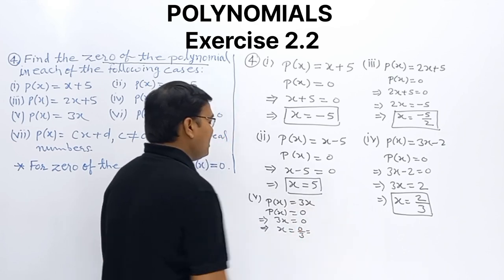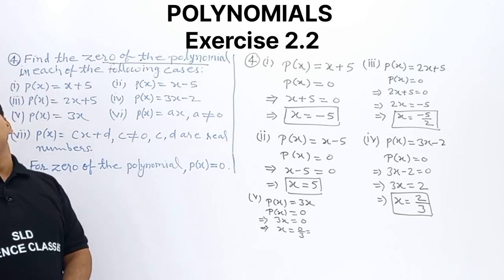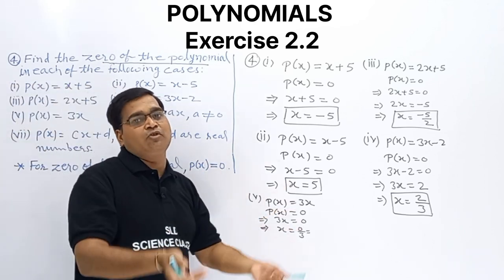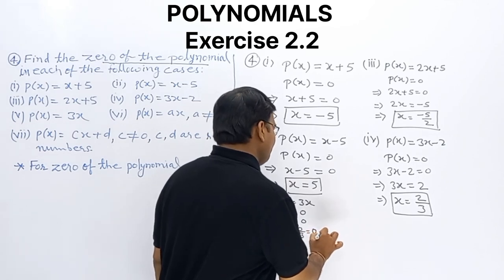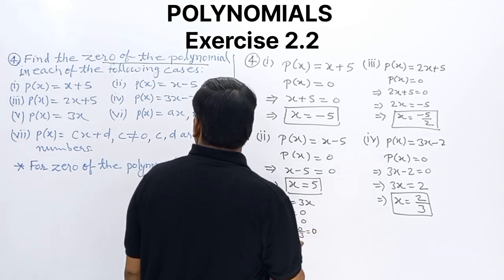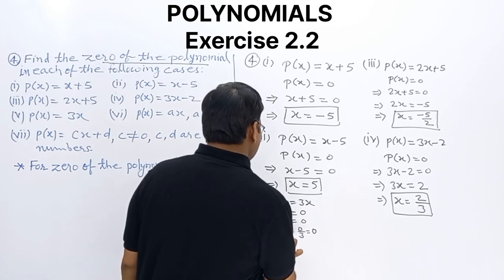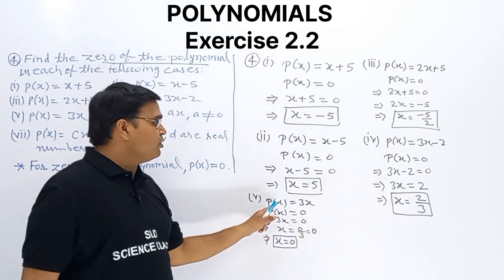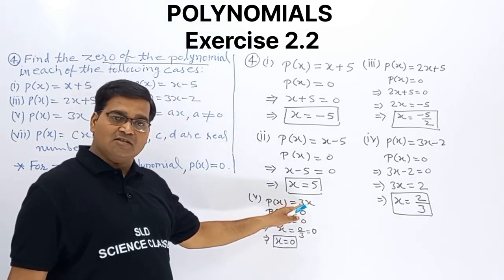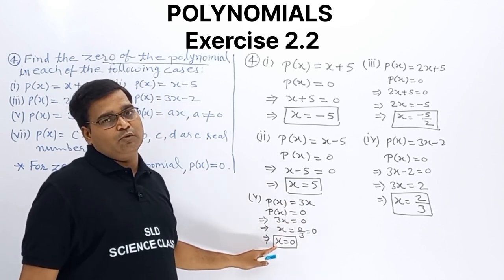Now here we are having numerator value 0, denominator is other than 0. Then result will be 0. So what we can say? Its answer is x equal to 0. If we are having polynomial p of x equal to 3x, this is the linear polynomial. Its 0 will be x equal to 0.